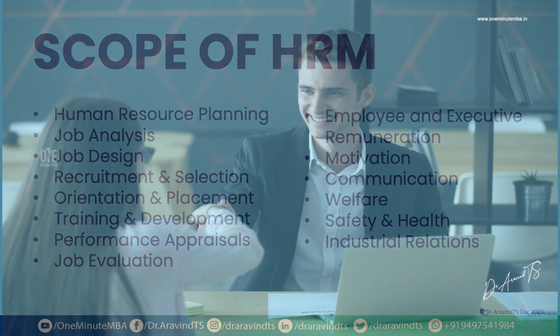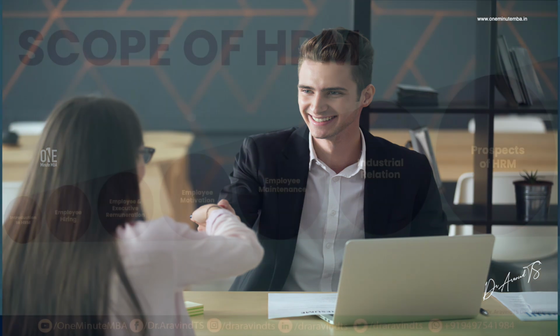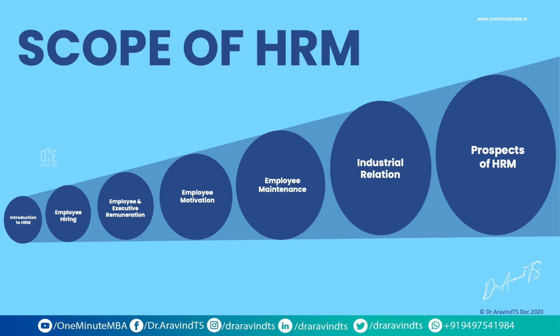Based on the above activities, we can summarize the scope of human resource management into the following seven stages: introduction to human resource management, employee hiring, employee and executive remuneration, employee motivation, employee maintenance, industrial relations, and prospects of human resource management.